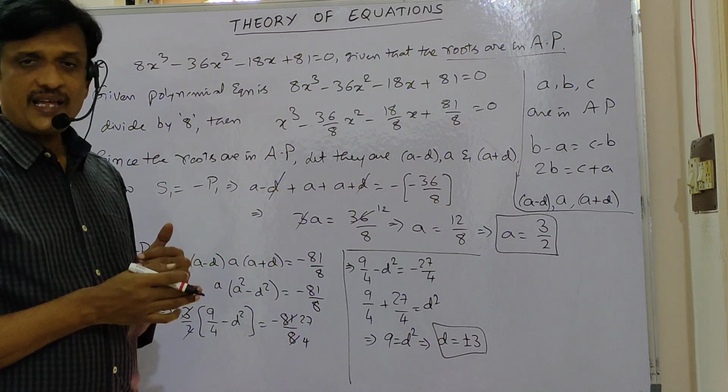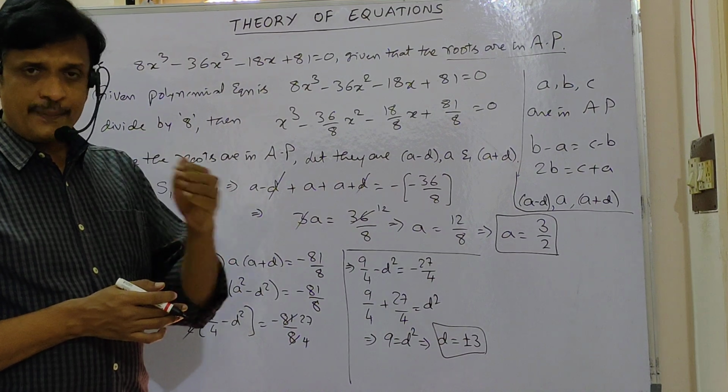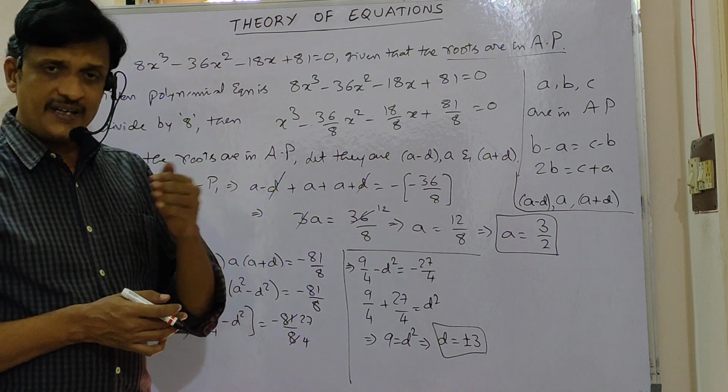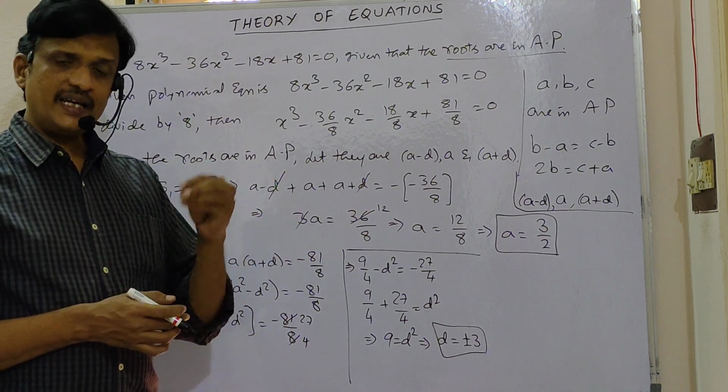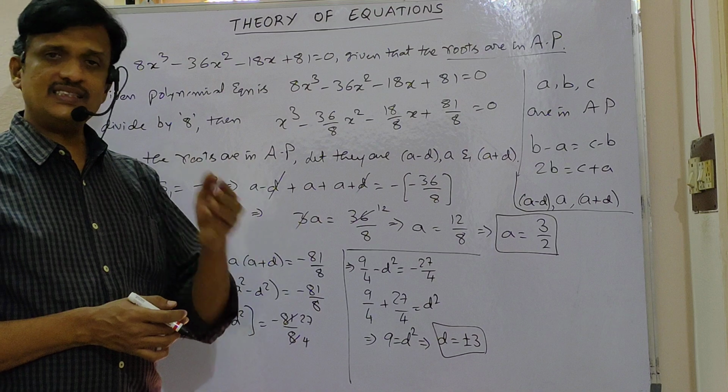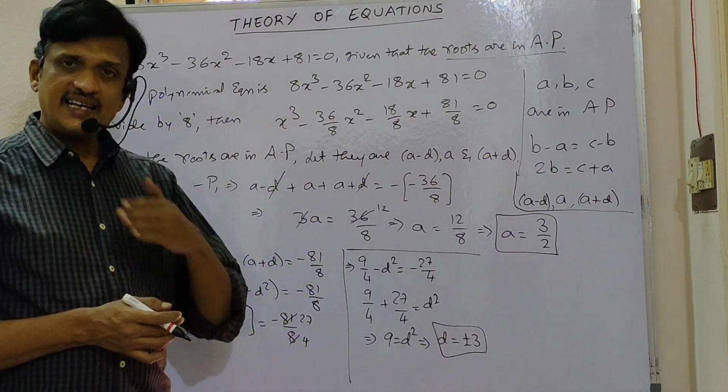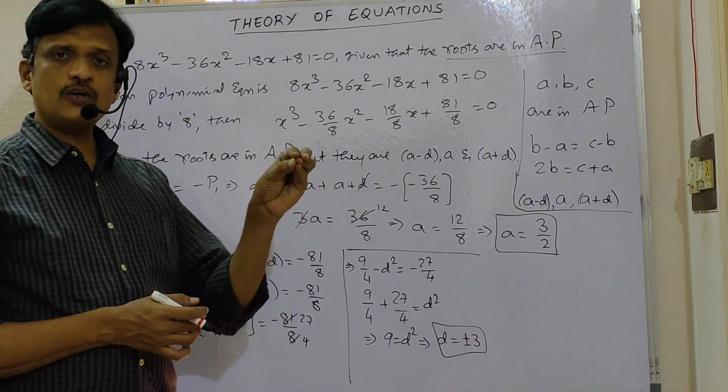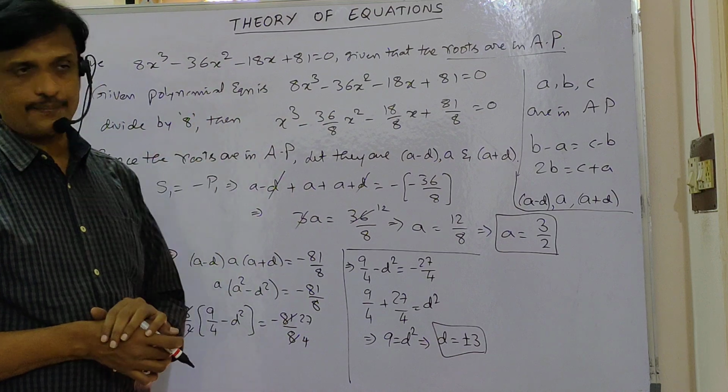So you can consider either plus 3 or minus 3, no problem. Means if you take plus 3, if you get ABC as a result, by taking minus 3 you will get CBA. Means increasing and decreasing, that change in the order only you can find, but roots remain the same.